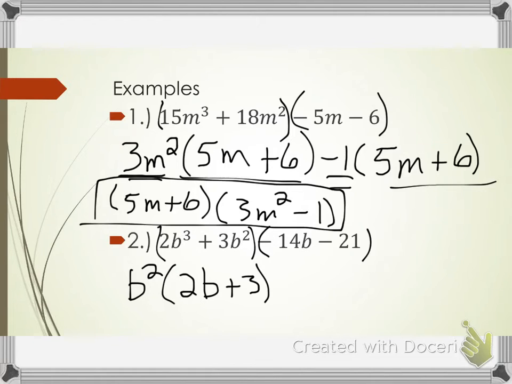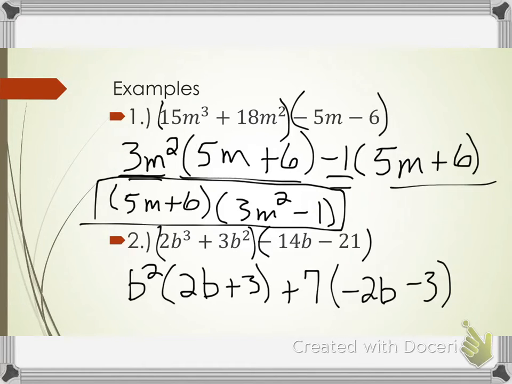Negative 14b and negative 21. What's my GCF of these two terms? 7 and 7? Okay, let's try to factor out a 7. 7 times what would give me negative 14b? Negative 2b. 7 times what would give me negative 21? Negative 3. Do I have a common binomial between these two after I've factored out my GCFs? No, I don't. It's close, right?